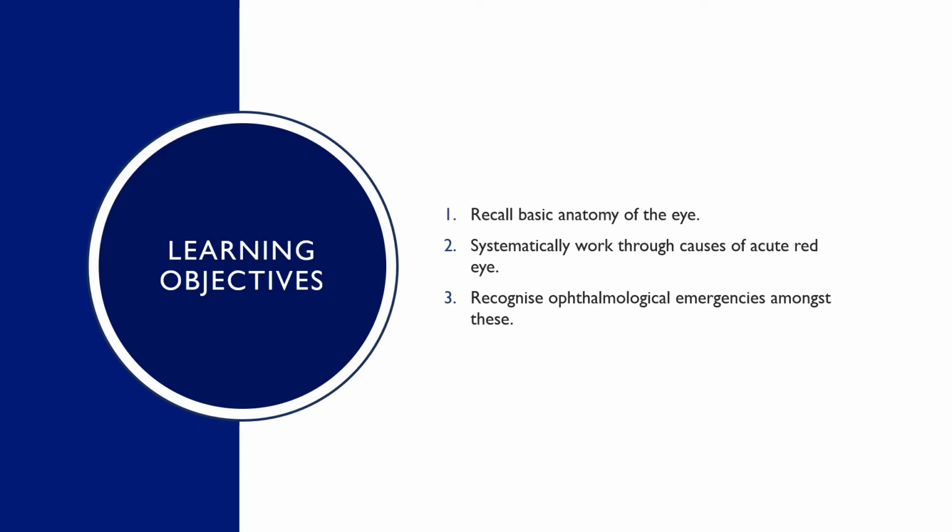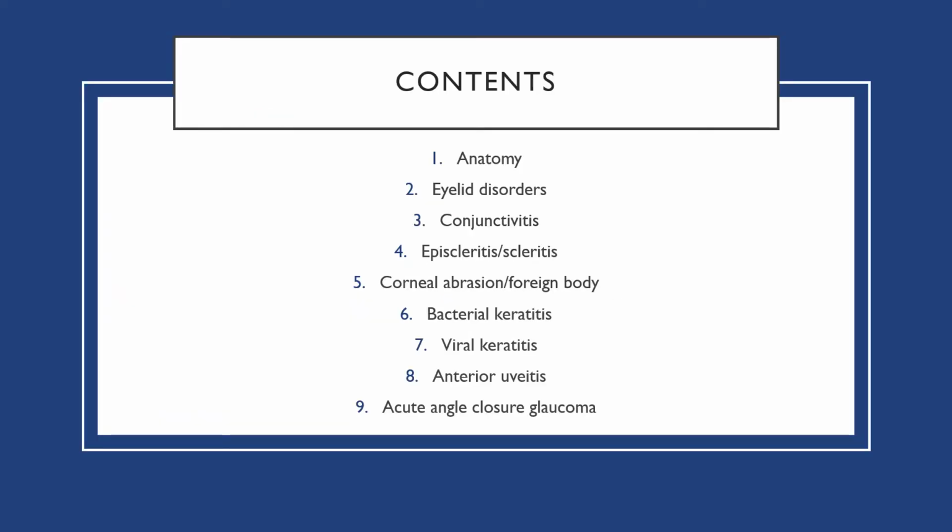Learning objectives include going over basic anatomy of the eye, systematically working through causes of acute red eye, and recognising common emergencies and knowing when to refer. So we'll start off with some anatomy and then progress through the eye layers and finish off with acute angle closure glaucoma.